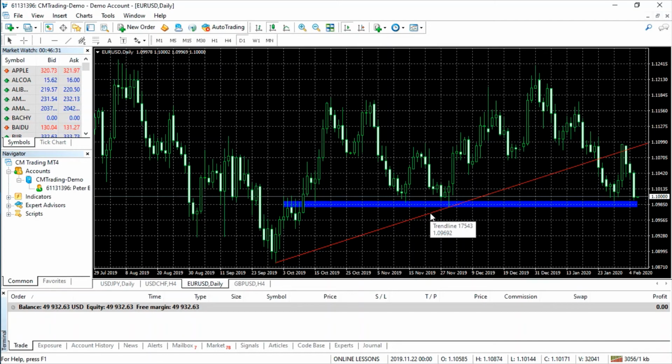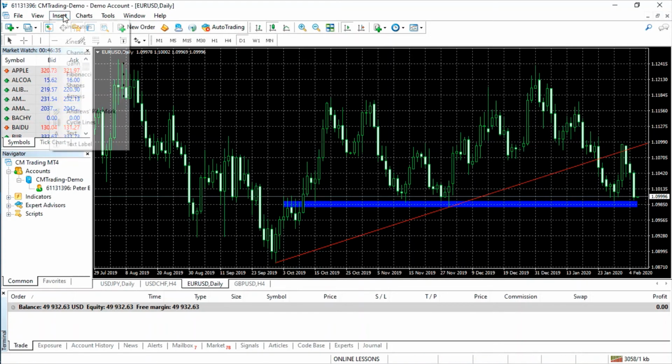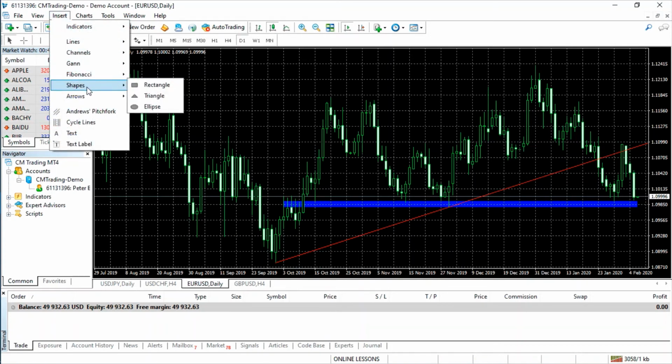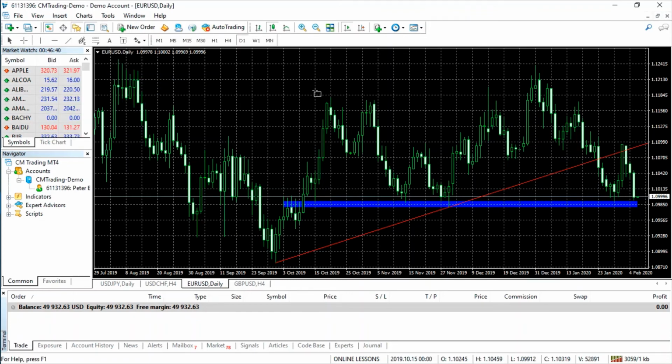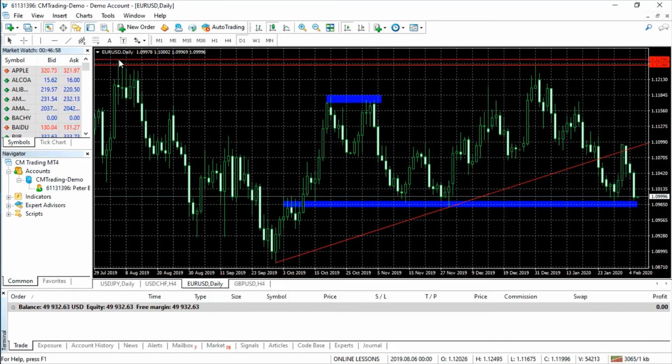I'll give you more on this, but I wanted to show you how to draw that zone. You just go to insert, then shapes, then the rectangle. After you press the rectangle, you select the zone you want to draw it on. It's always advisable to draw the horizontal lines of the support and the resistance at first, then you come and place the rectangles or the zones.